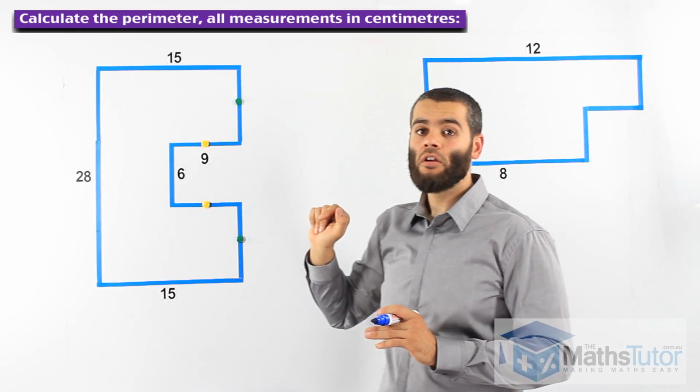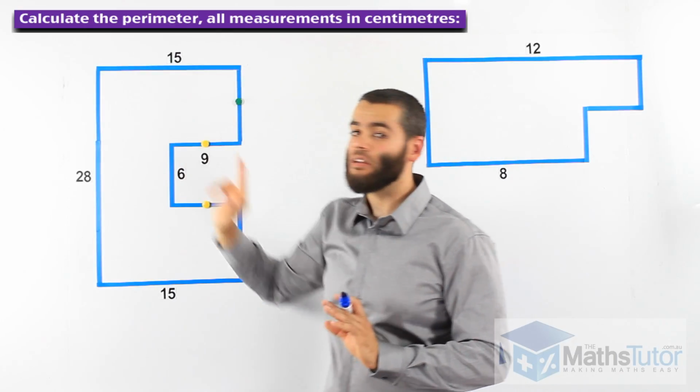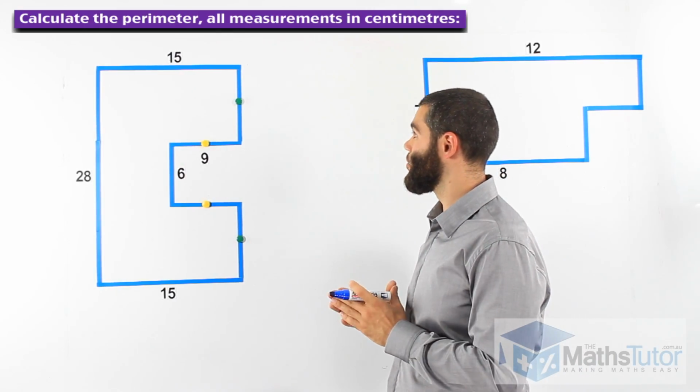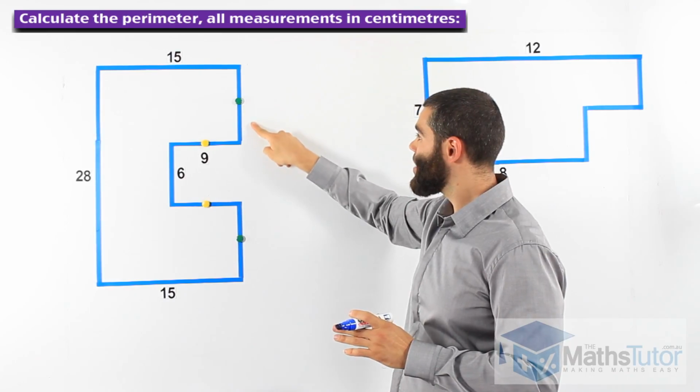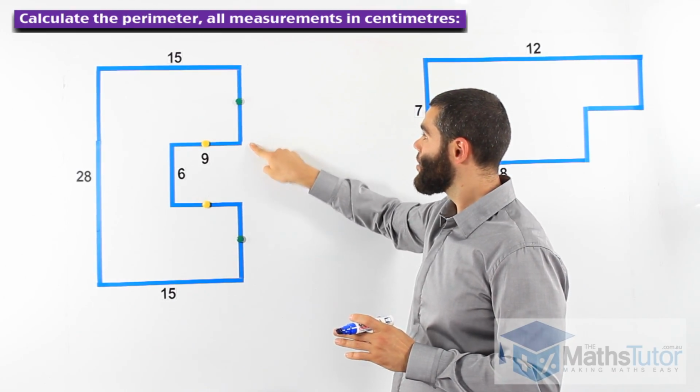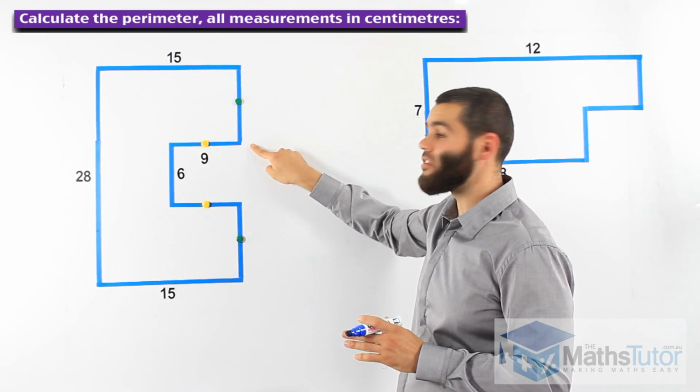Let's start by making sure, do we have all the measurements first? Starting from the top, we know that this side here is 15. So that one we already know. Coming down here, we have a missing side. We don't have the measurement there, so we need to find it.